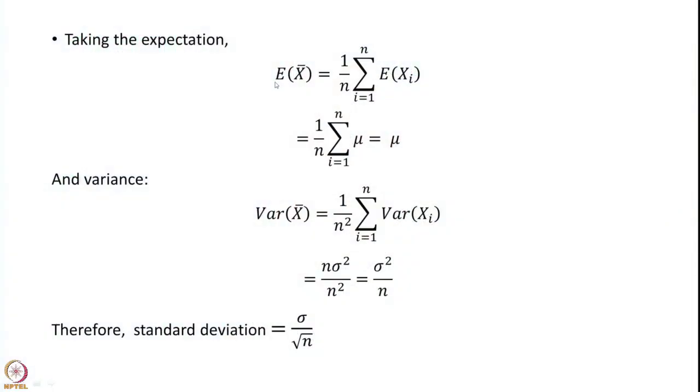So, then we can take an expectation of x bar. If you take expectation of x bar, follow the algebra of expectations. It is 1 over n summation expectation of xi, and therefore it is 1 over n summation of mu, because it is coming from a common mean mu for every xi, and therefore it is mu.